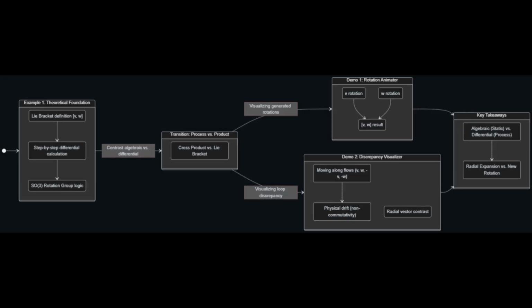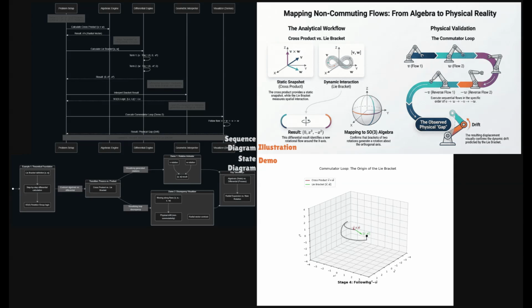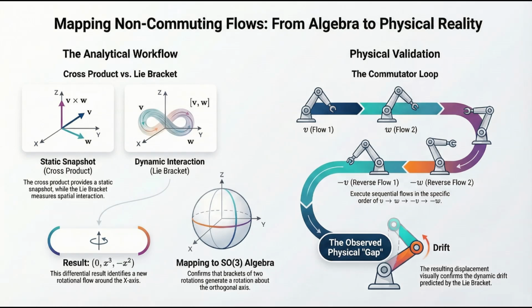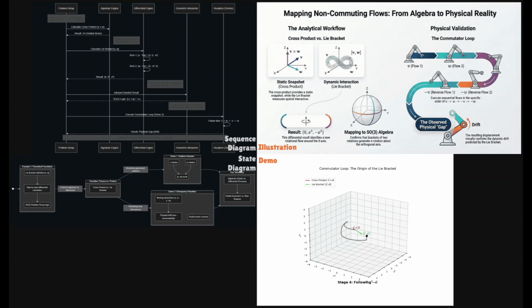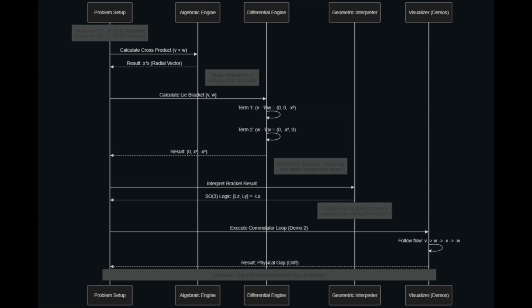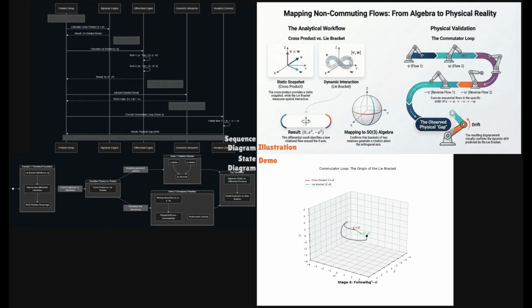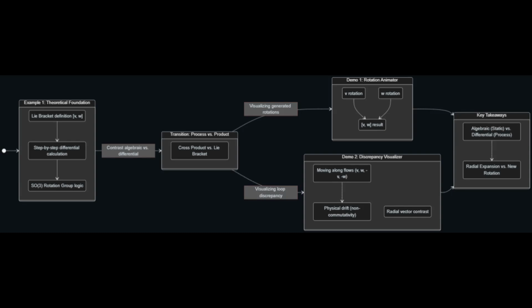While the state diagram maps the overall journey, the sequence diagram provides the step-by-step logic required to validate these ideas through a specific workflow. Setup and algebraic comparison. The process begins by establishing two primary rotational flows. At the algebraic stage, a standard calculation provides a static view, a snapshot of the relationship between vectors at a single point. This result points radially outward, like a spoke on a wheel.